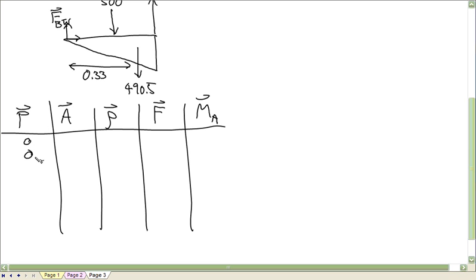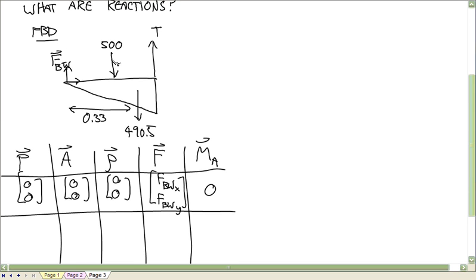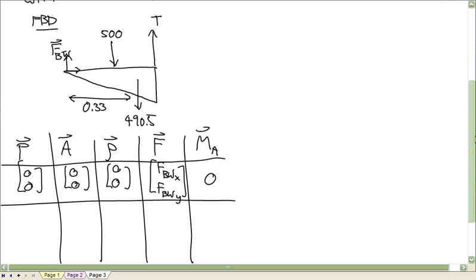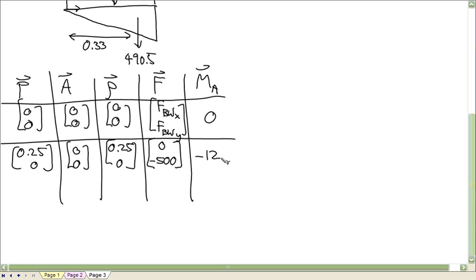So first, that force at the pin joint acts at 0, 0. The about point is 0, 0, so rho is 0, 0. Then we have the force on the body by the wall, x and y, and so the moment is 0. Then we have the force due to the distributed load. Where's that acting? 0.25, and any y location is fine. So rho is 0.25, 0. The magnitude is 500, so the force is 0, negative 500. So we have a moment of negative 125.